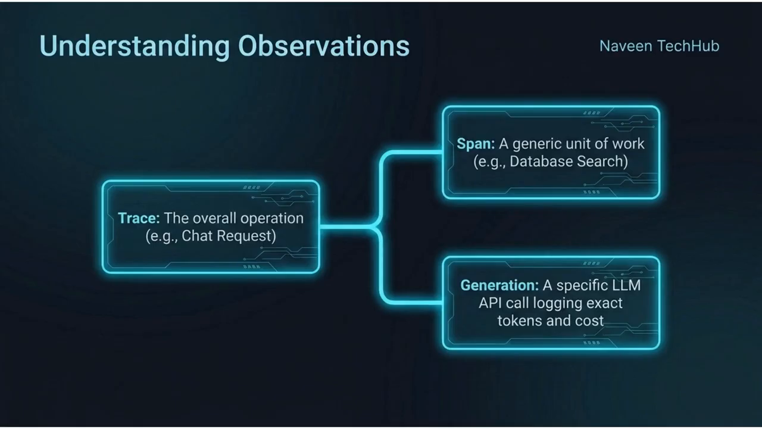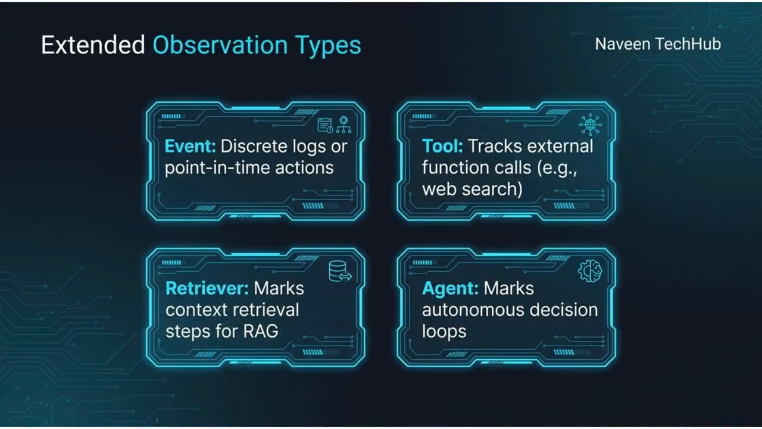Another important type is generation. A generation specifically represents an interaction with an LLM. So when your prompt goes to a model and the model returns an answer, that operation can be captured as a generation. Generation records are especially useful because we often want to track tokens, latency, model name, and cost around the LLM call. Langfuse also provides additional observation types that are useful for modern AI applications.